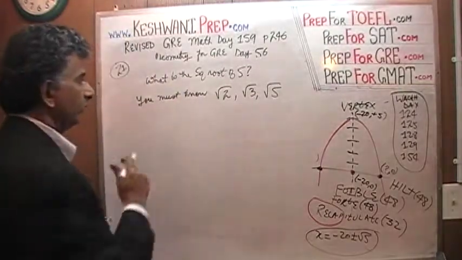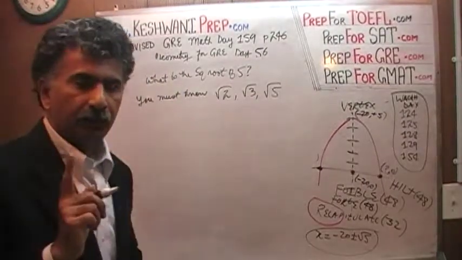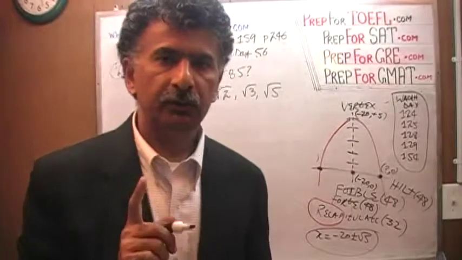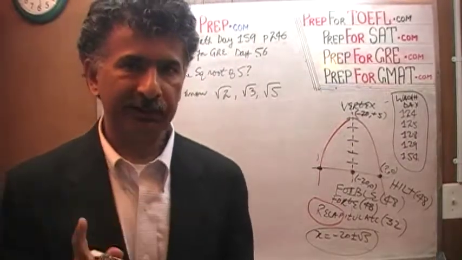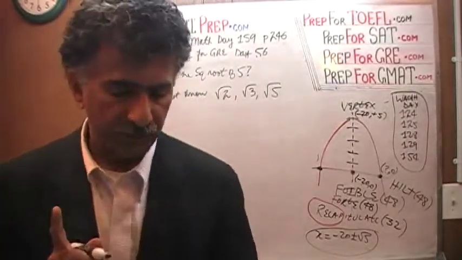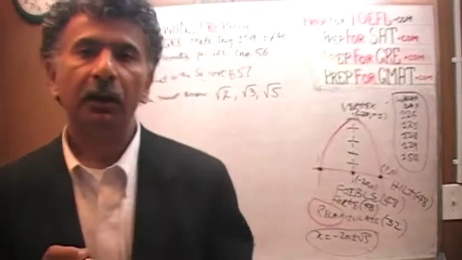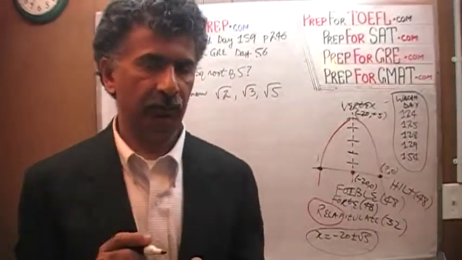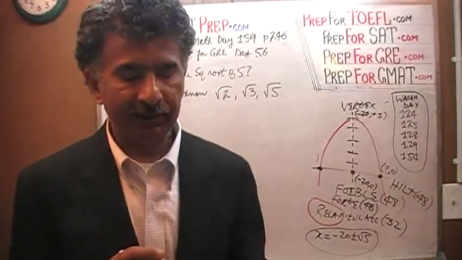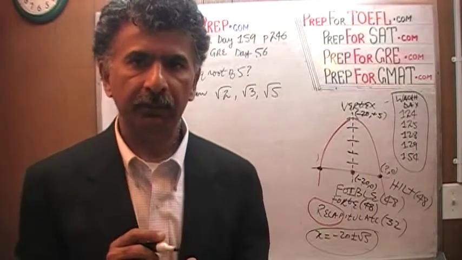Let's start with the square root of 2. In order to find out the square root of 2 and 3, you must know your squares 1 through 20. Of course, I know that you know your squares 1 through 10. We will quickly go over them, you and I together.